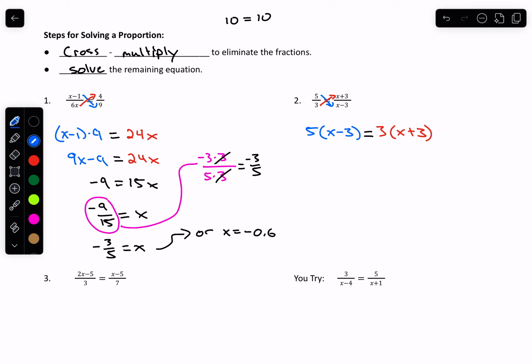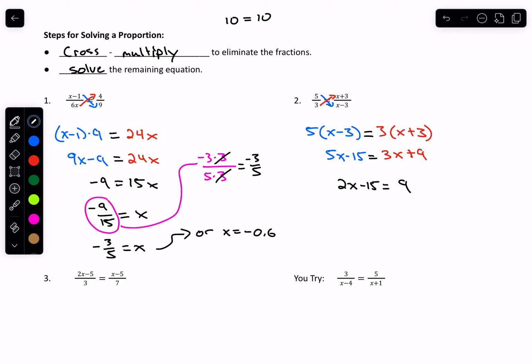On the left side, when I distribute the 5 to the x minus 3, I get 5x minus 15. And on the right side, when I distribute the 3 to the x plus 3, I get 3x plus 9. Now we have a two-step equation. We're going to collect the x's on the left and the constants on the right. So if I subtract 3x from both sides, I get 2x minus 15 is equal to 9 because I move those 3x's over by subtracting.